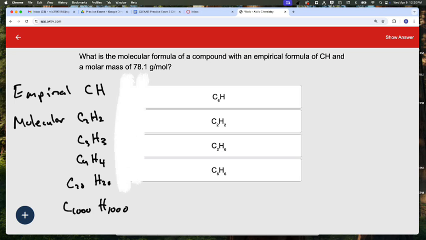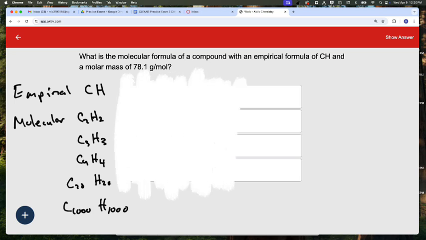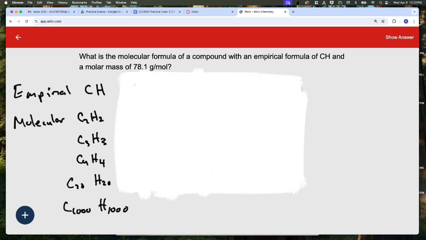I would argue one very valid, logical way to go through and do this is really just a guess and check. The first part being you do have to recognize what your valid empirical formulas are, or your valid molecular formulas are. But then after that, it says the molar mass is 78.1 grams per mole. What things are contributing to that 78.1 grams per mole?